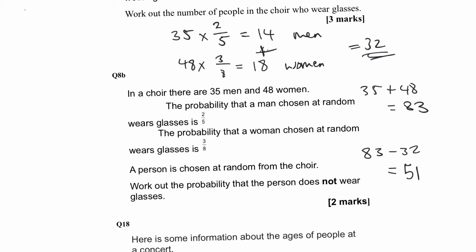So then we know 51 people don't wear glasses, but because it wants us to work out a probability, we need to write it in the form of a fraction or as a percentage. Because remember, we can't leave probabilities as just whole numbers. We're not working out the number. So it'll be 51 out of 83 people. Can we simplify this? No, we cannot simplify it, because 83 is a prime number. So that would be left as 51 over 83.